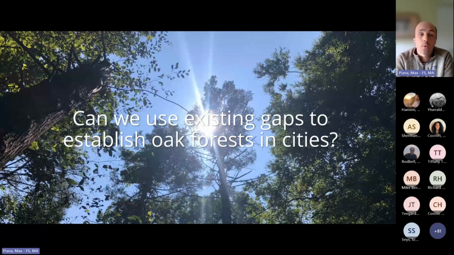So the question that we pivoted to was, okay, can we use existing gaps to establish oak in forests in cities? We have a lot of existing gaps within our urban forests, and this is due to multiple factors. Certainly in the Northeast, a lot of our forests in cities are older, the canopy is mature, and there's just natural loss of these older trees. They're susceptible to blowdown. Invasive pests such as emerald ash borer are creating gaps. And so there's all these existing gaps, and the question is, can we take advantage of these? And what are the methods that we can test and establish evidence-based approaches to establishing oak in that understory?